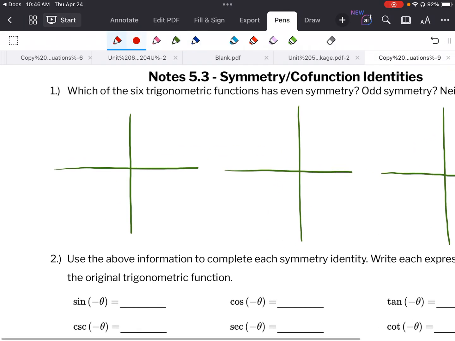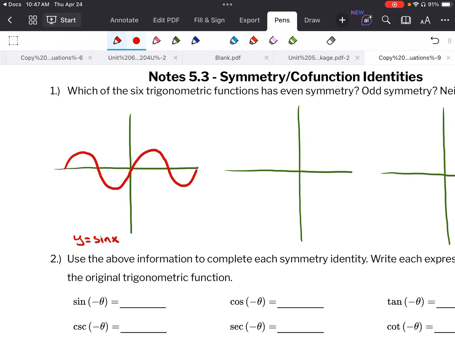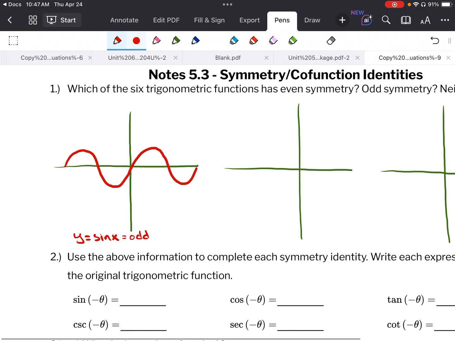Okay, we are going to start with sine x, and sine x looks like this. And we can see if we look right at the origin, it goes up and to the right and down and to the left. So that is going to be odd symmetry.